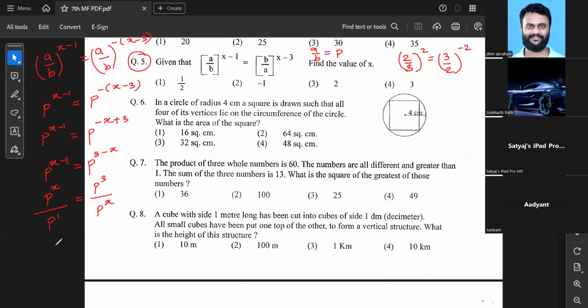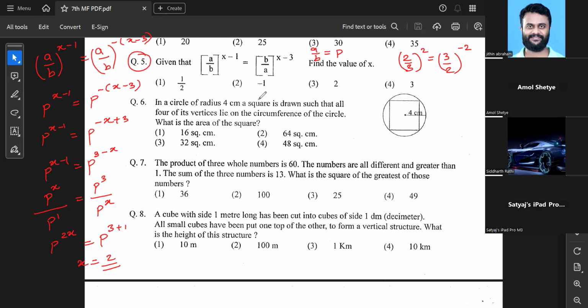Now when I cross multiply, I will be getting p raised to x multiplied by p raised to x. That is p raised to 2x, for your kind information, is equal to p raised to 1 multiplied by p raised to 3, which is p raised to 3 plus 1. So 2x is equal to 3 plus 1. That will give you x is equal to 2.